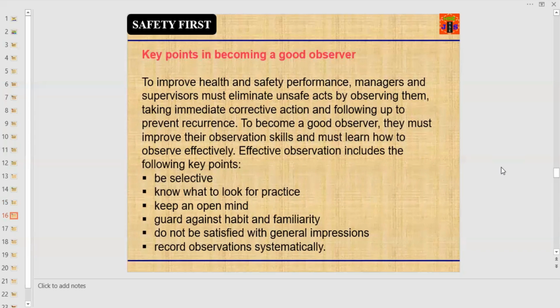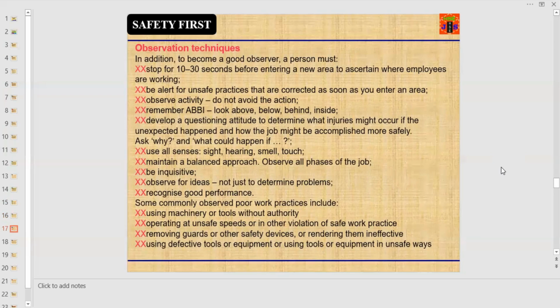Be selective. Know what to look for, practice. Keep an open mind. Guard against habit and familiarity. Don't be satisfied with general impressions. Record observations systematically. To get all these, let us discuss what are the observation techniques. By complying with the techniques, anyone can be a good observer.